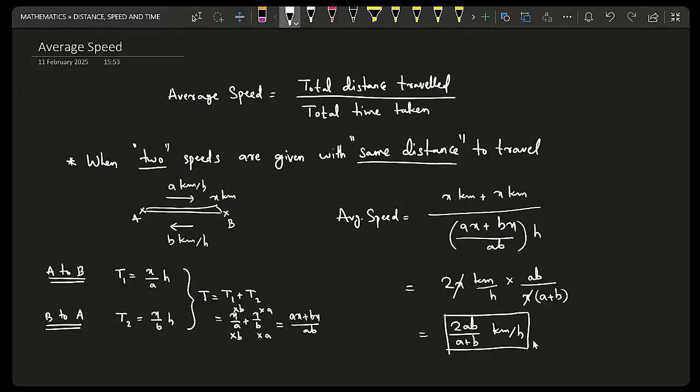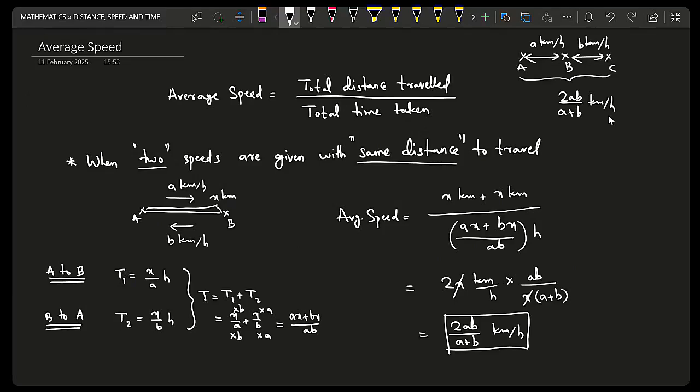Okay. And the same formula can be used in another case also. For example, there is a point A, there is a point B, and there is a point C. It is given that the distance between A and B is the same as the distance between B and C. To travel from A to B, they gave the speed a kilometers per hour. To travel from B to C, they gave the speed b kilometers per hour. Then also you can say the average speed is going to be 2ab by a plus b. But provided the condition, what is the condition? A to B same distance, B to C same distance. If distances are same, then only you can use 2ab by a plus b.